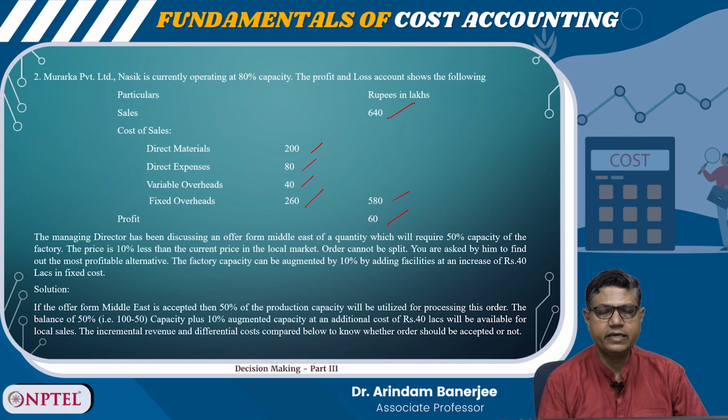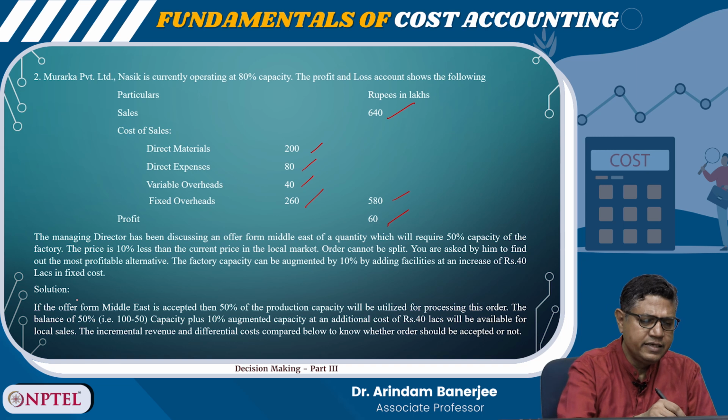The factory capacity can be augmented by 10% by adding facilities at an increase of rupees 40 lakhs in fixed cost. So, again this is an export offer from the Middle East, and the price is 10% less than the current price in the local market, and whether it should be accepted or not. Now, we can do it like this. Let us see the solution.